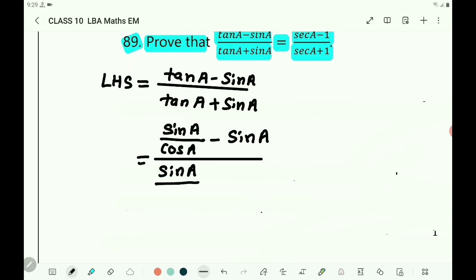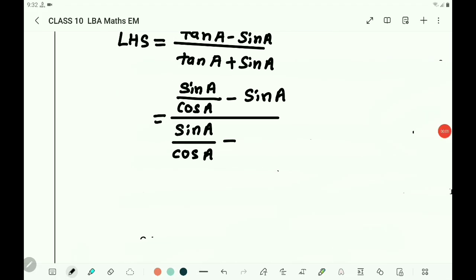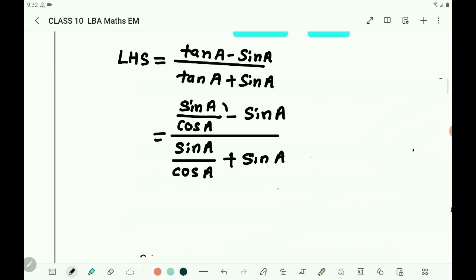Sin A by cos A minus sin A plus sin A. Tan A minus sin A by cos A minus sin A. Tan A plus sin A is sin A by cos A plus sin A.